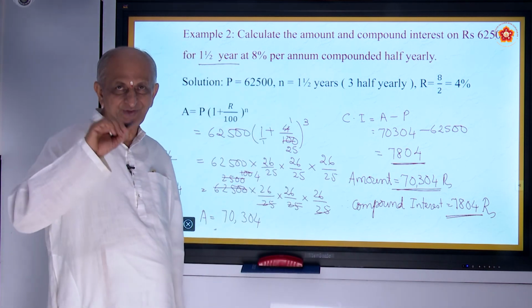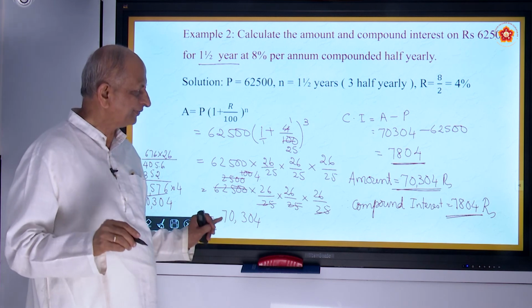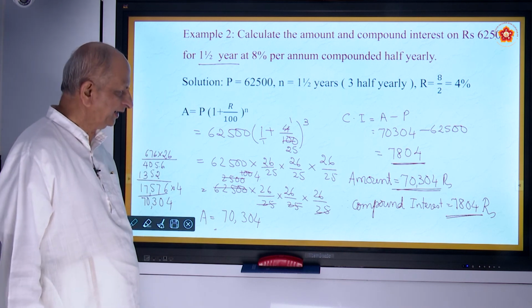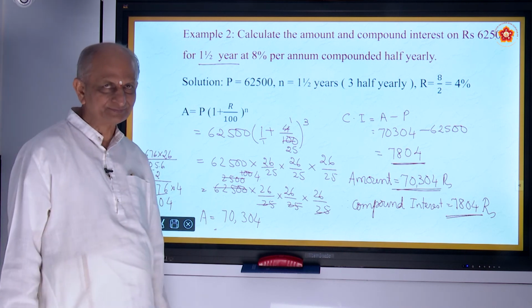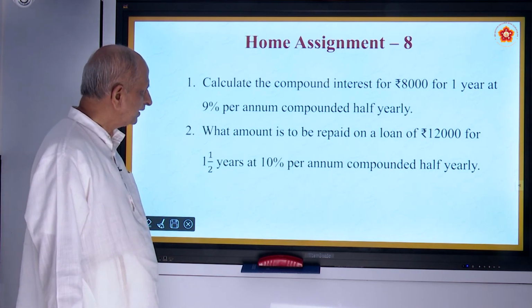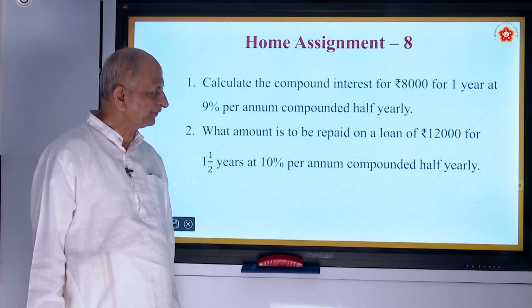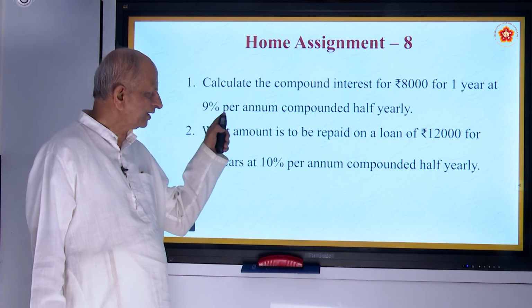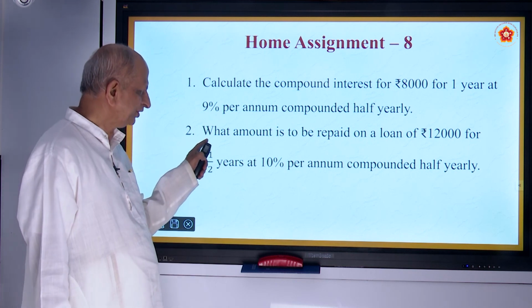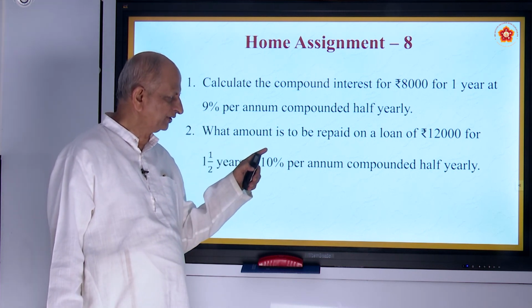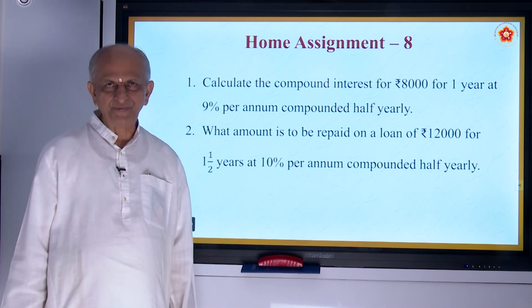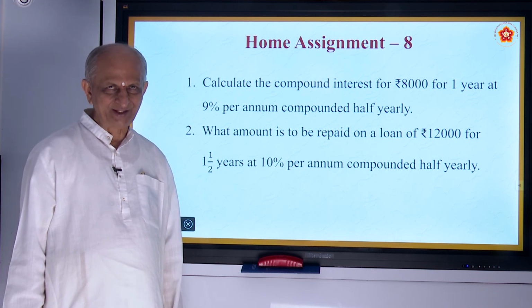You can do it once without seeing. Once you do it with seeing, next time work it out without seeing it. Okay? Is it alright? So, shall we pass on to home assignment? Calculate the compound interest for rupees 8,000 for 1 year at 9% per annum, compounded half yearly. What amount is to be repaid on a loan of rupees 12,000 for 1.5 years at 10% per annum, compounded half yearly? Okay, you try to do that.